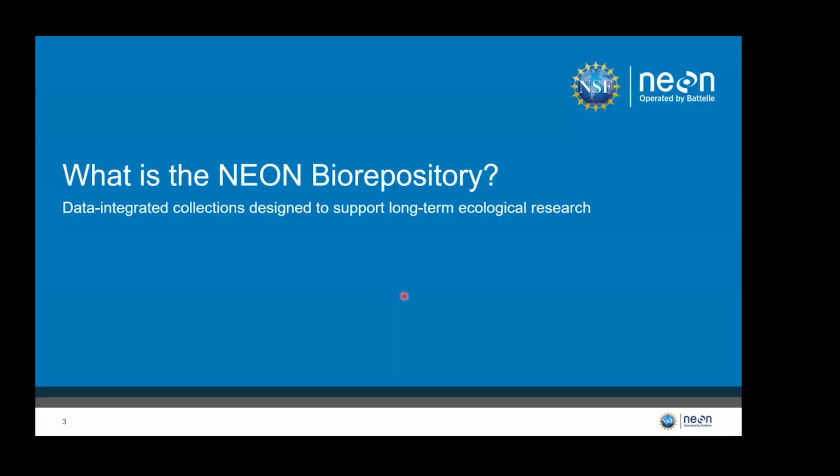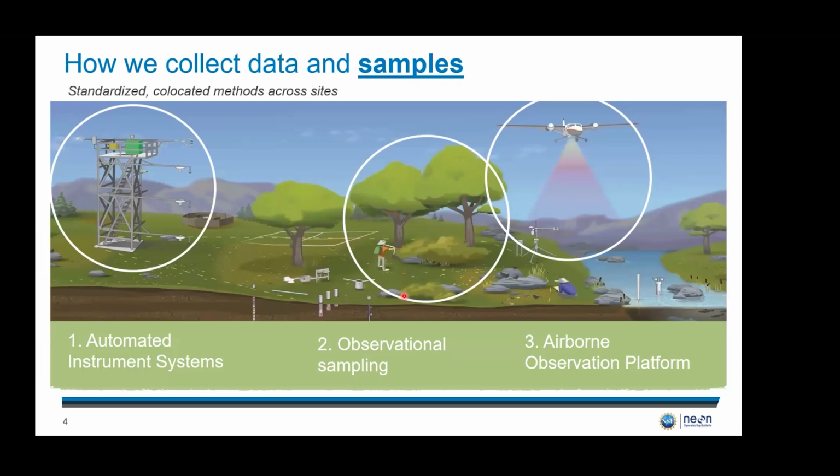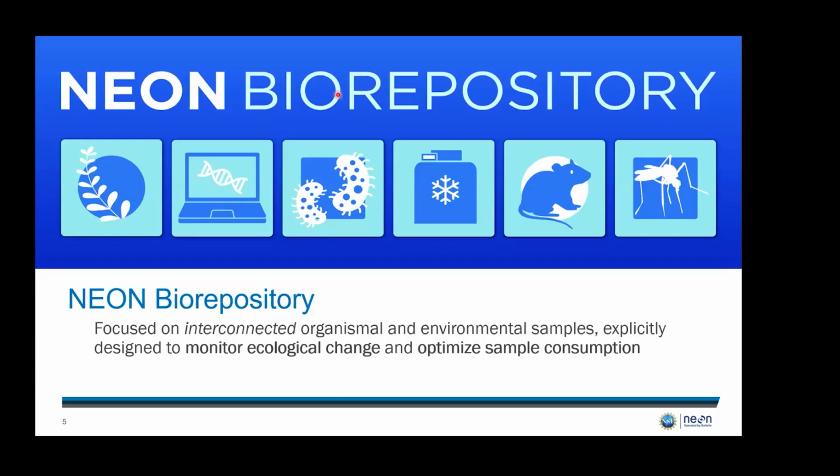So first, a basic question: what is the NEON Biorepository? Hojun gave an excellent overview, but just to reiterate, NEON collects data and samples via three collection methods at each of the 81 field sites. We've got the automated instrument systems, observational sampling, and airborne remote sensing. The observational sampling is what we're going to focus on, and that encompasses both the observations and the physical samples that are collected by people in the field. Most specimens and samples make their way to the NEON Biorepository.